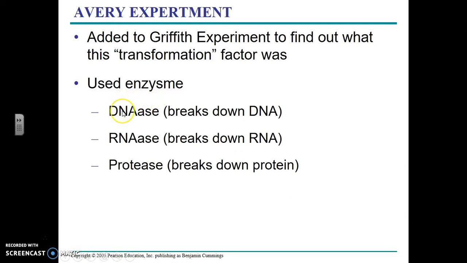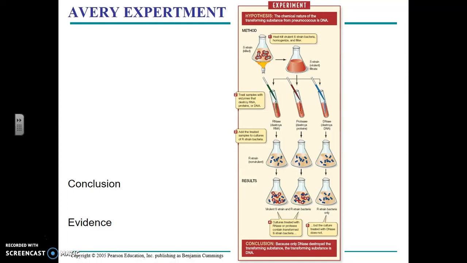One enzyme he used was DNase, and DNase breaks down DNA. He used RNase, and RNase breaks down RNA. And he used protease, which breaks down protein. Okay, now, in his experiment, he used the same R and S bacteria that Griffith used.